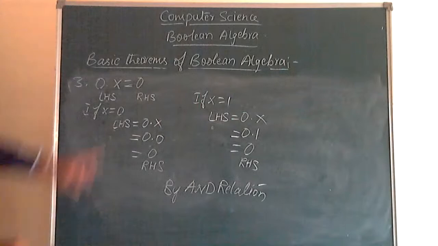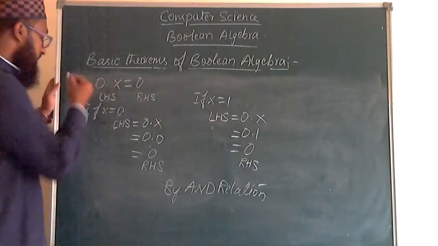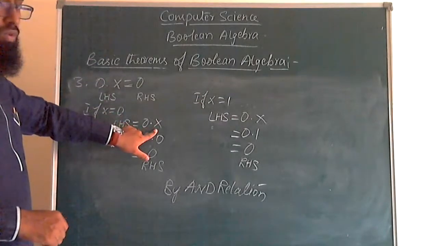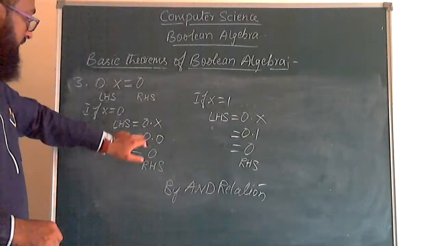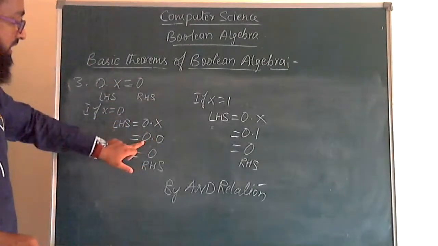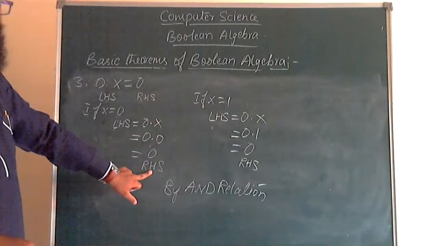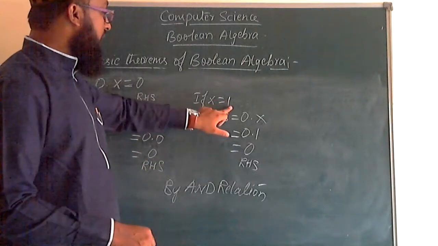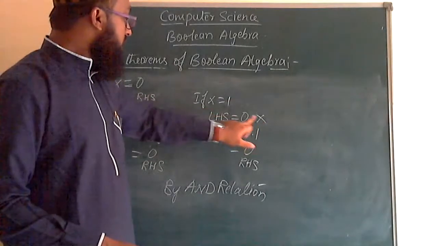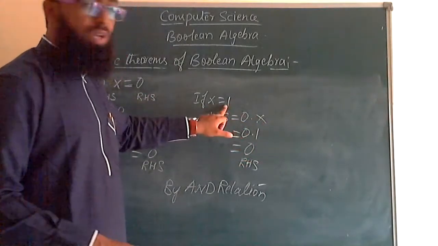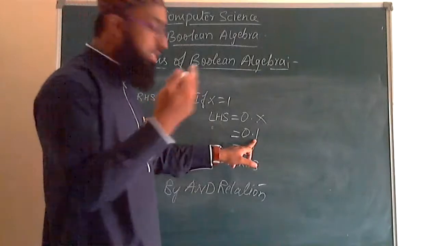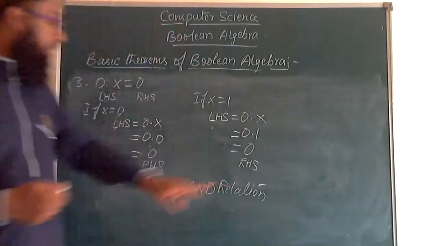Hope you have understood. 0 into x is always 0. See, x is equal to 0. On the left hand side we have taken 0 into x. So we take 0 as it is, then the value of x is 0 here, so I have put 0. Then 0 into 0 is 0. This is RHS, right hand side. Then if x is equal to 1, take the left hand side, that is 0 into x. Take 0 as it is, then the value of x is 1 here. 0 into 1, you know that 0 into anything is always 0. Here 0 is the RHS, by AND relation.